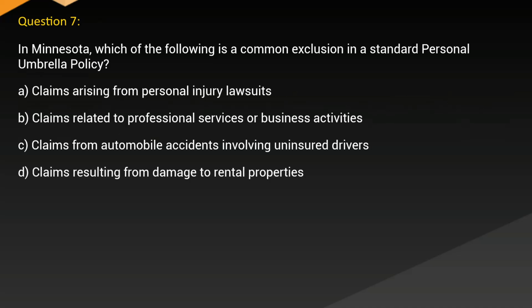Question 7. In Minnesota, which of the following is a common exclusion in a standard personal umbrella policy? A. Claims arising from personal injury lawsuits. B. Claims related to professional services or business activities. C. Claims from automobile accidents involving uninsured drivers. D. Claims resulting from damage to rental properties.